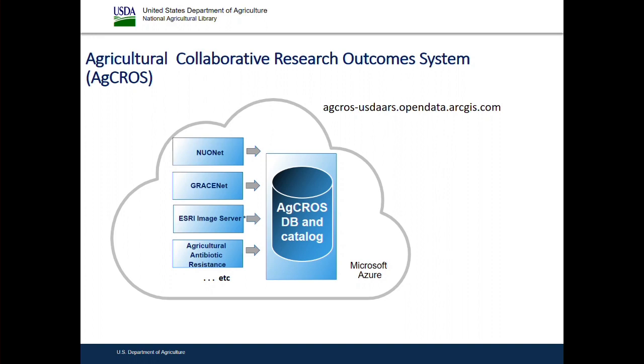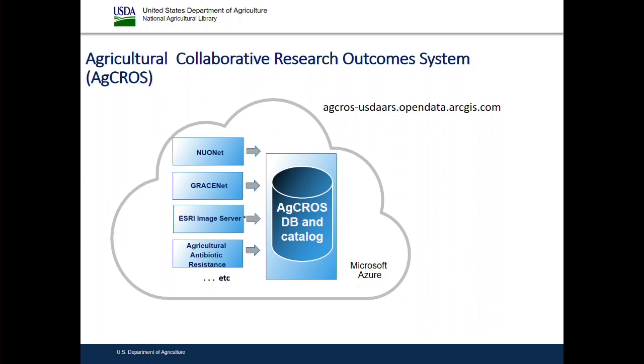It's greenhouse reduction and something conservation. I'm not sure what it stands for. NuoNet is nutrient research. That's starting to become a thing. And then here's another one, agricultural antibiotic resistance.